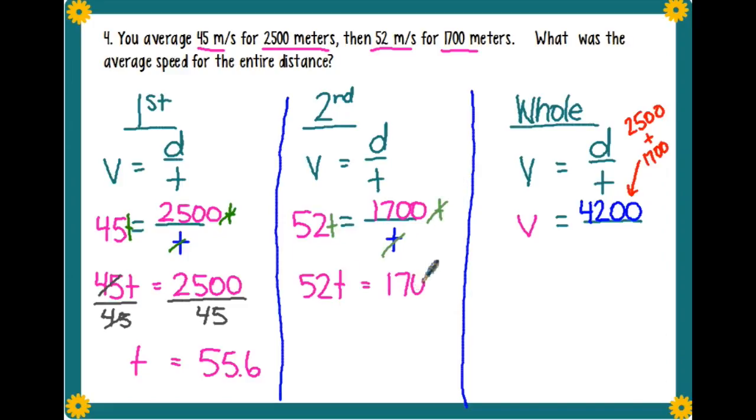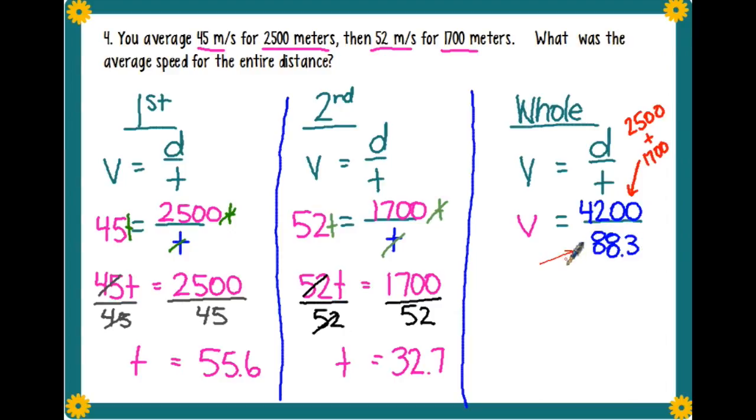I'm going to multiply both sides by t, divide both sides by 52, and I get that t equals 32.7 seconds for the second part of the trip. So now I can add these two times together and get the time for the whole trip. So now I know the distance for the whole trip and the time for the whole trip. I just have to divide to get the average velocity for the whole trip.